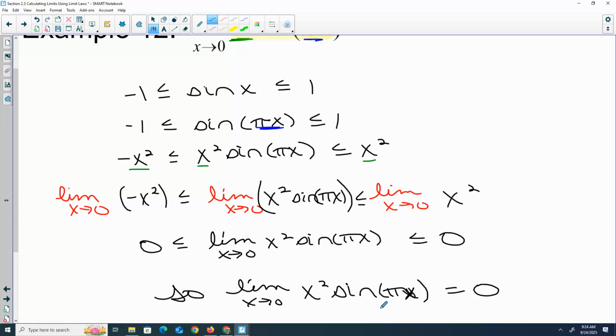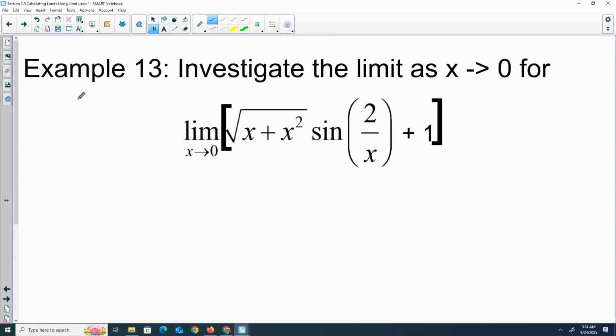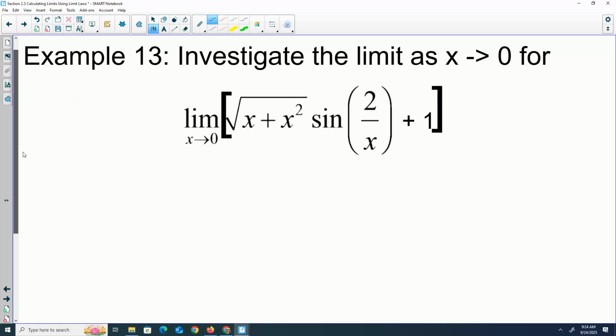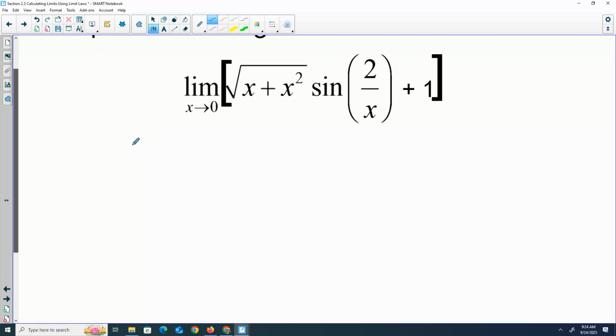Final one. Any questions on that one? Last example. This is a beautiful one, isn't it? This is a doozy. It might take us a couple more lines on that one. But where should we start? Sine. I know sine is between negative 1 and 1.